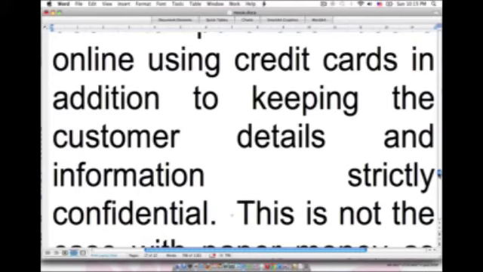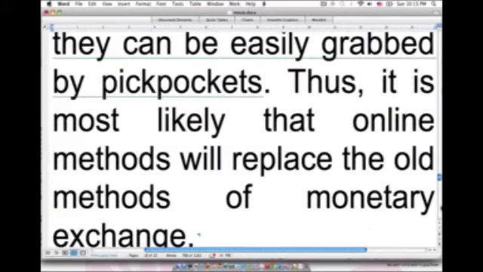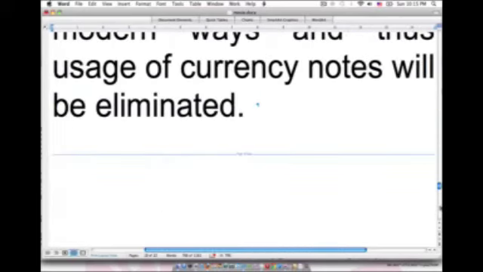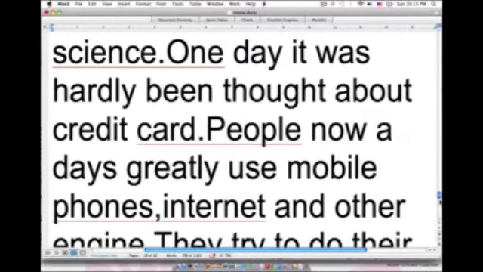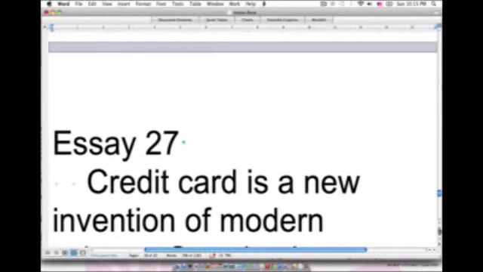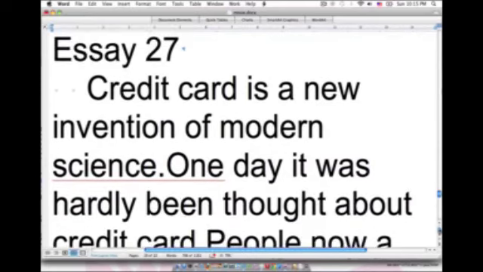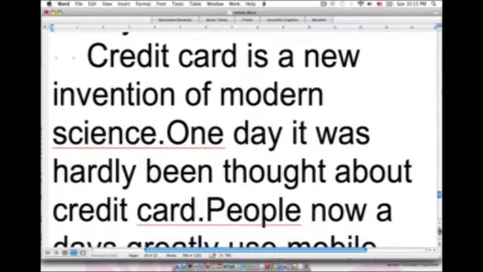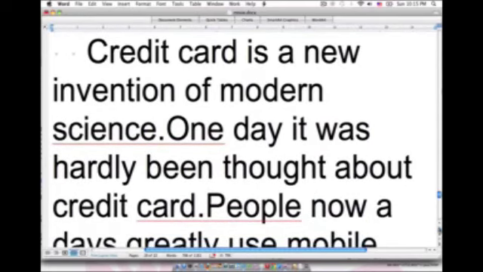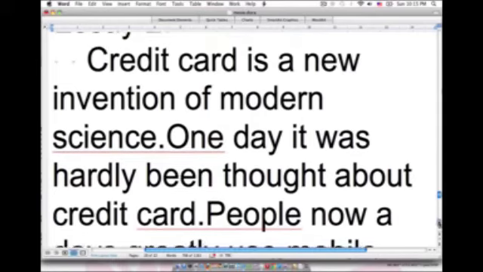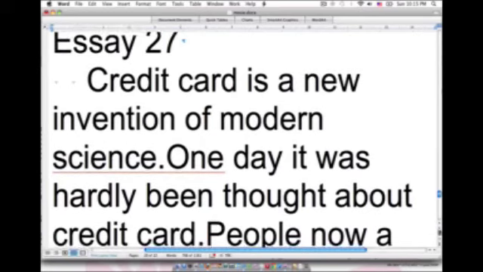So the student that wrote this essay, I marked it at about a 4, and I'll read through it and see if you can pinpoint a few areas that would lead the student to a score that's so low. This is the last essay in our list, essay 27.